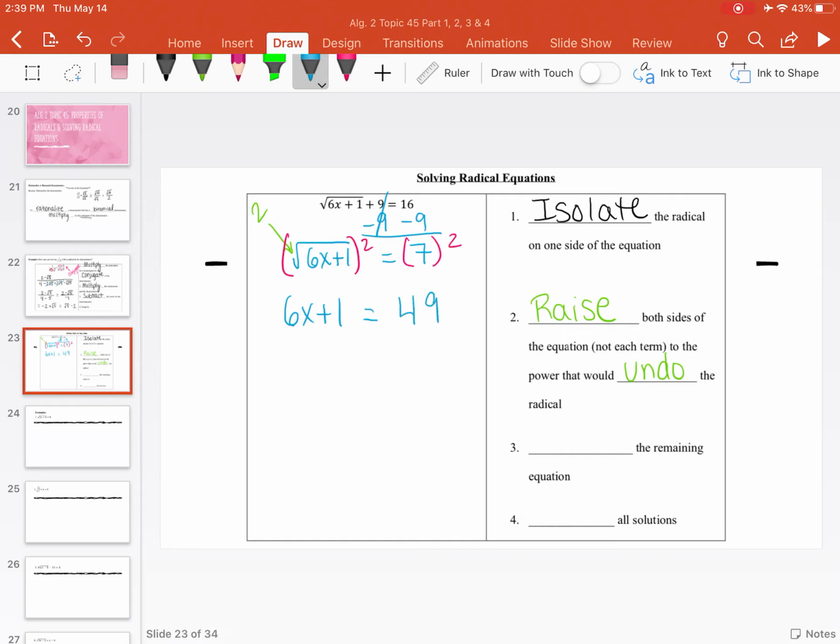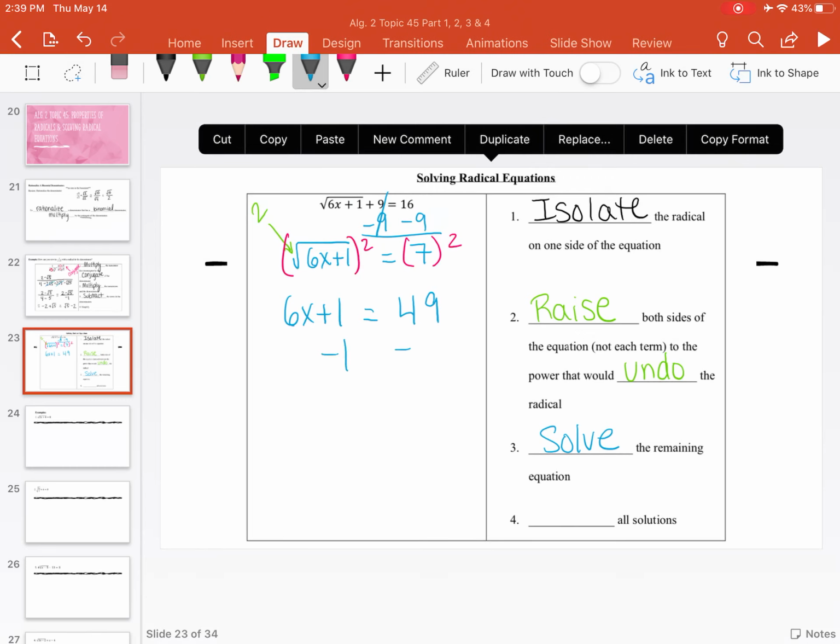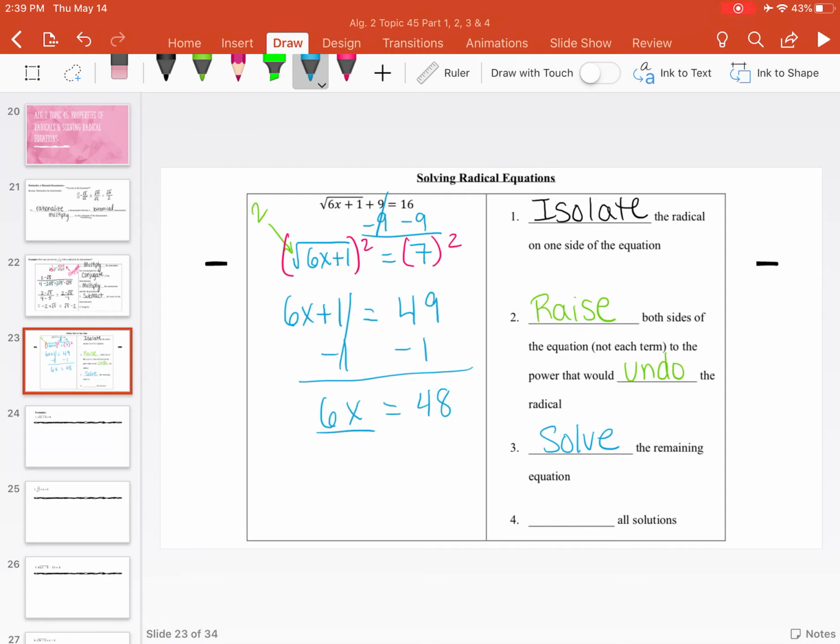Now what we need to do is solve the remaining equation. So this is just a linear equation. We can subtract 1 from both sides and get 6x equals 48, and divide by 6 on both sides and get x equals 8. Now what we want to do in the end is to check our solutions to make sure that they work and we don't have any extraneous solutions. So where we would get a negative under the radical, 0 in the denominator, things like that.